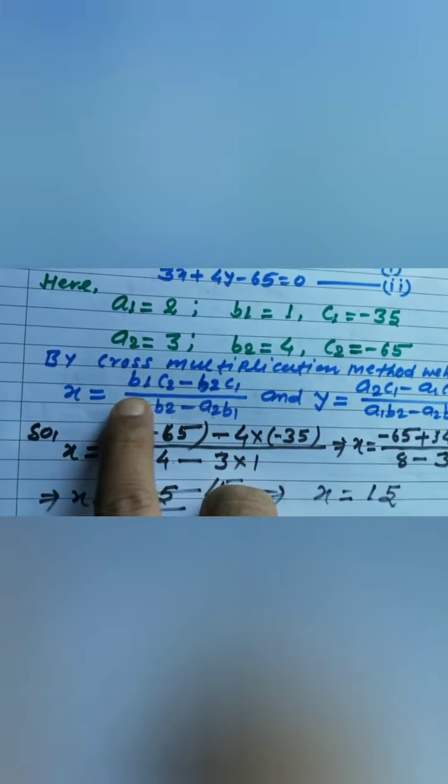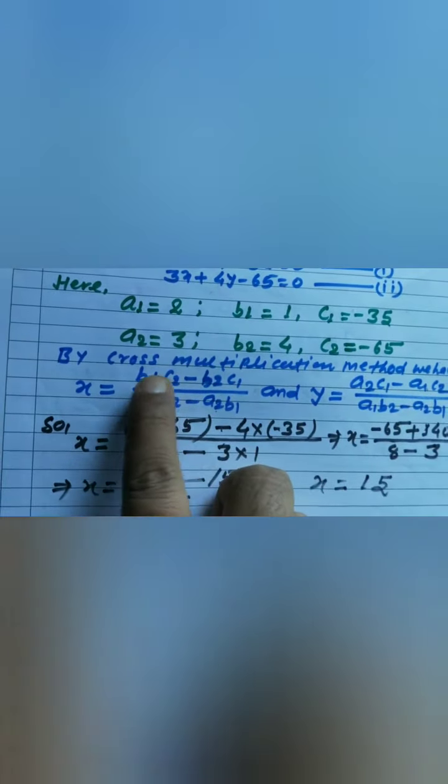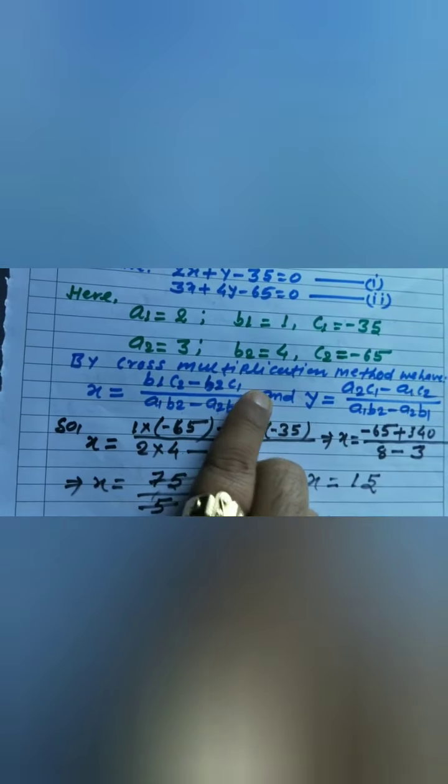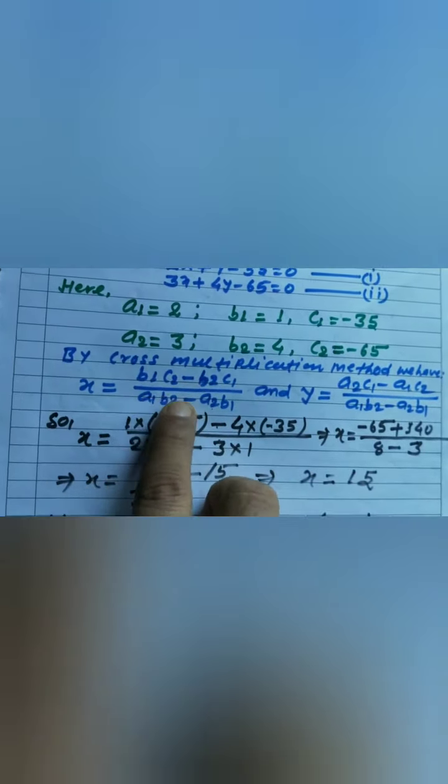You can see this is BC here, and here 1 2, 2 1, 1 2 and just opposite 2 1, that is B1 C2 minus B2 C1. Here also AB, that is 1 2 and 2 1.